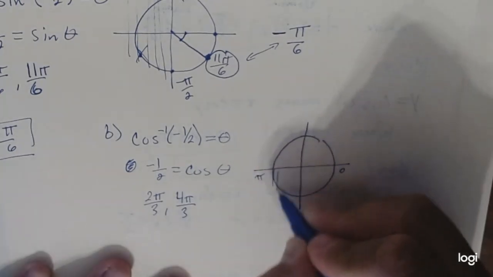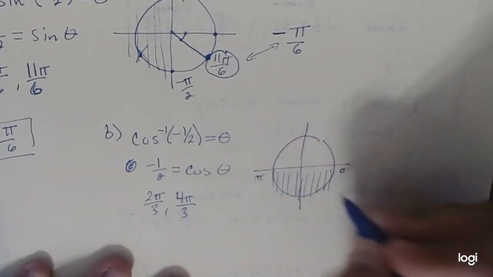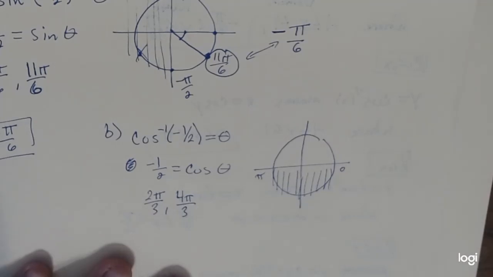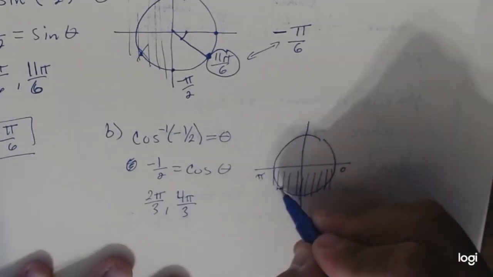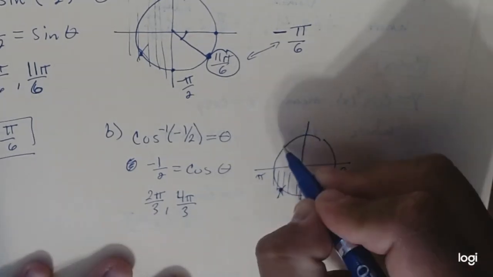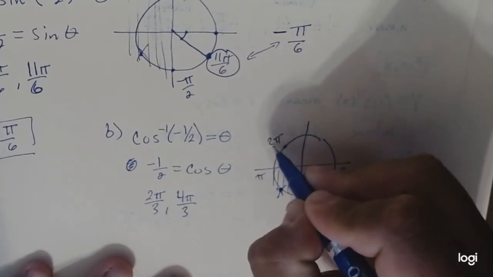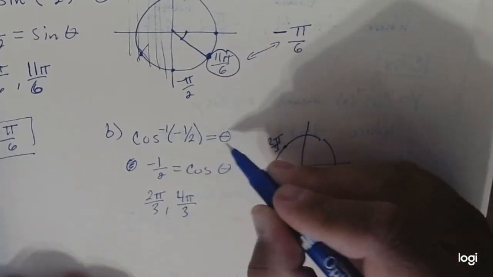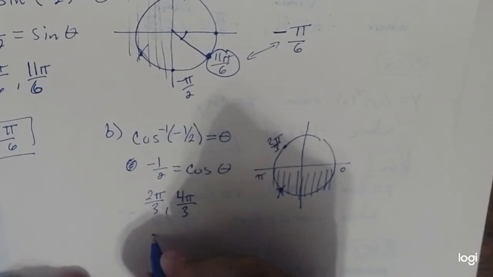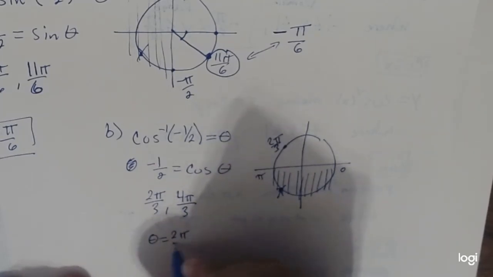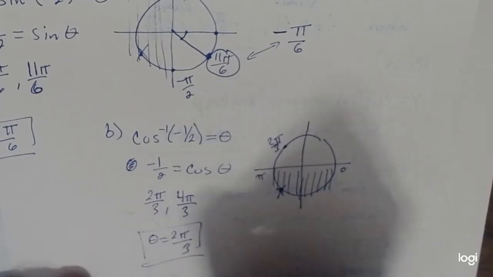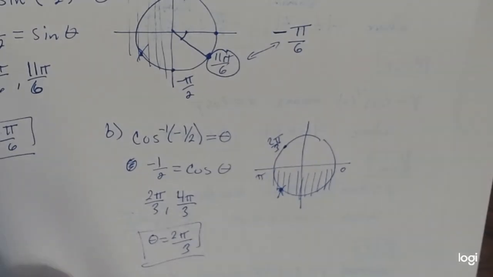So this portion does not exist. Since it does not exist, 4 pi over 3 is down here, so that doesn't work. However, 2 pi over 3 is here, so it does exist in this portion. So there's only one answer, and that answer is 2 pi over 3. There we go. Okay.